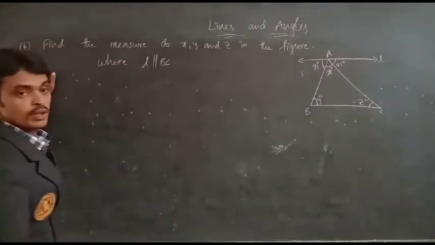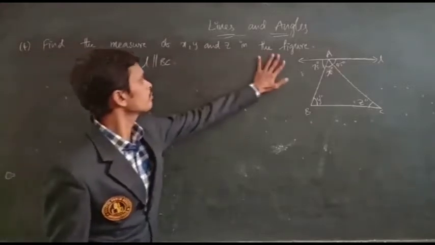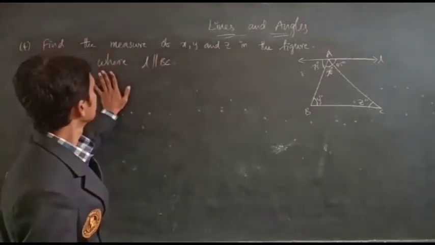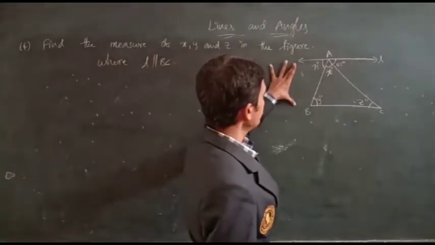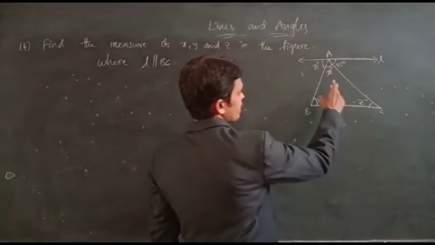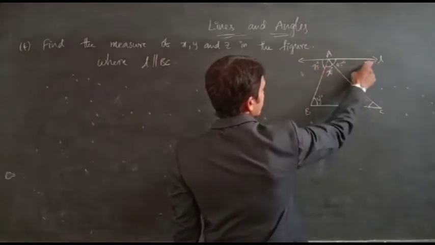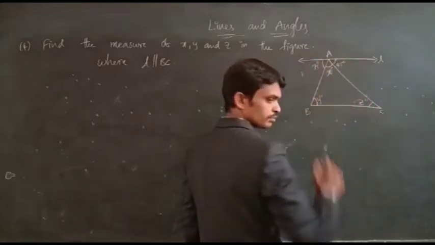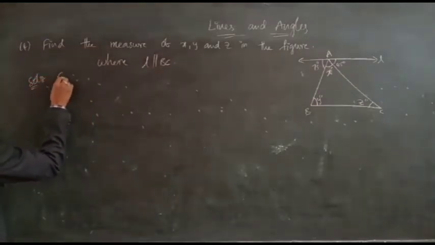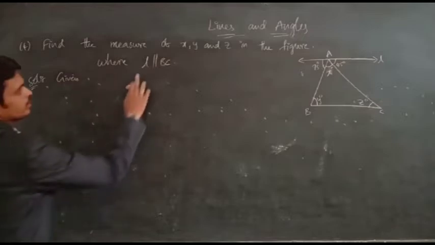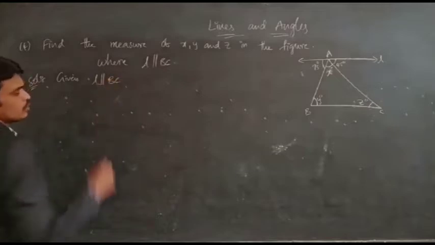Now fourth problem. Find the measure of x, y, z in the following figure where L is parallel to BC. So they have given this figure. In this we have to find the values of x, y and z where this line L is parallel to side BC. So solution. First, what are given? L is parallel to BC.